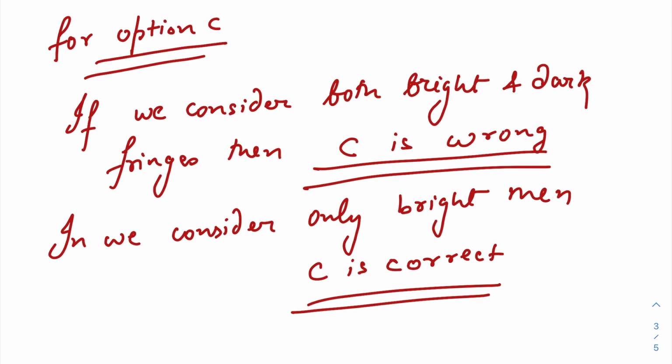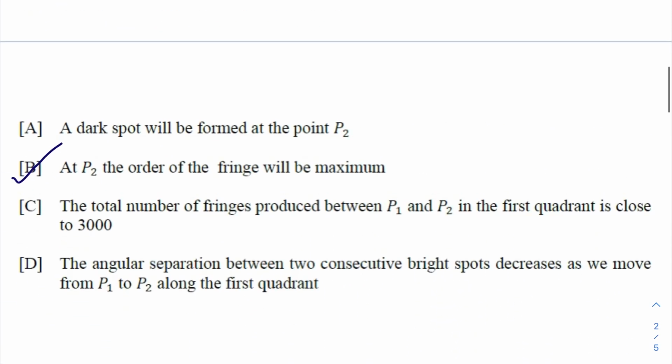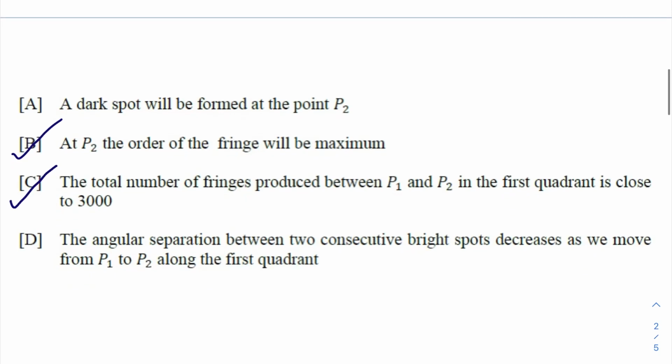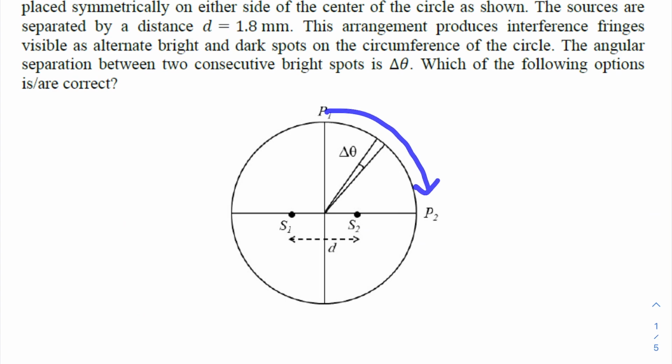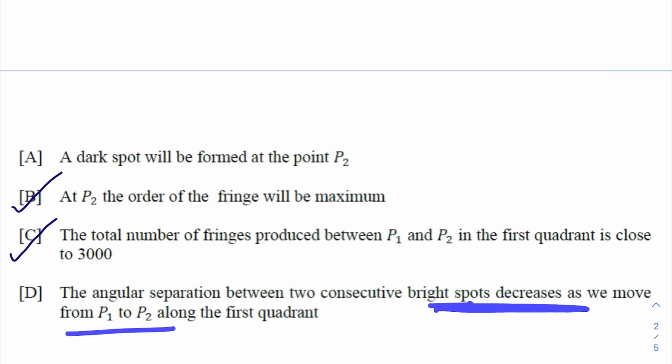Now which option to take? Again I am saying, if I would have given that exam, I would have skipped option C according to my limited knowledge. But I think the examiner thought about bright fringes, so they have given it as a correct option. So there is a slight dispute over this statement. Anyways, I have rectified the problem which might occur while giving the exam. So the last option: the angular separation between two consecutive bright spots decreases as we move from P1 to P2. So if you move from P1 to P2, the angular separation between the bright spots decreases.